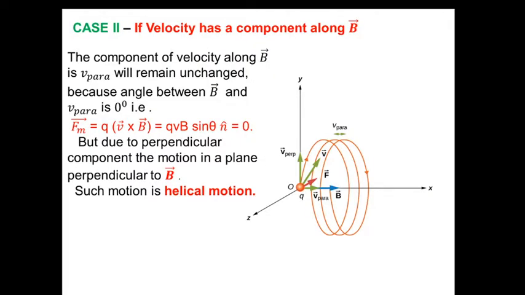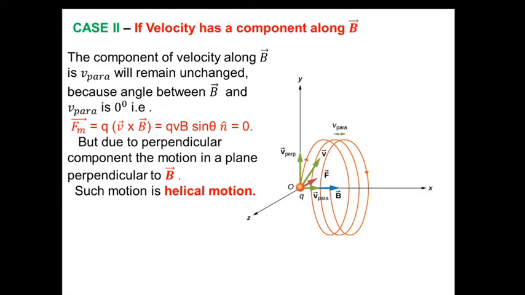Next is, if the velocity has a component along B. Here we have taken the magnetic field along the positive x-axis, and the velocity V of the particle is not perpendicular, but at some angle. Then this V can be resolved into two components. One is along the direction of B, that is V parallel, and another is perpendicular to B.